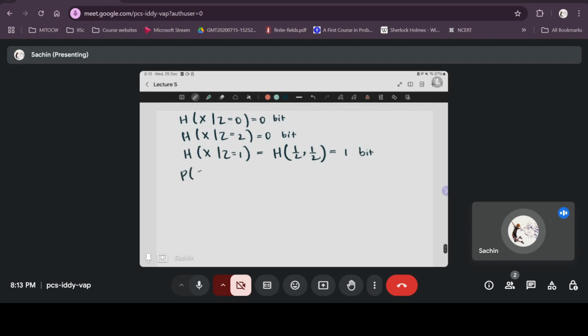What is the probability that z is equal to 1? That is the probability that x is equal to 0 and y is equal to 1, plus the probability that x is equal to 1 and y is equal to 0. Actually, there should be the probability that x is equal to 0 times the probability of y is equal to 1 given x is equal to 0. But since y is independent of x, it becomes the probability of y is equal to 1. So this is nothing but half times half plus half times half, which is half.